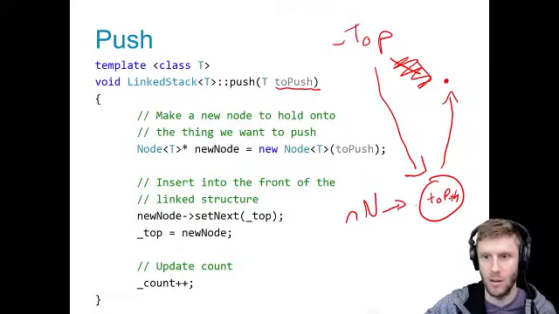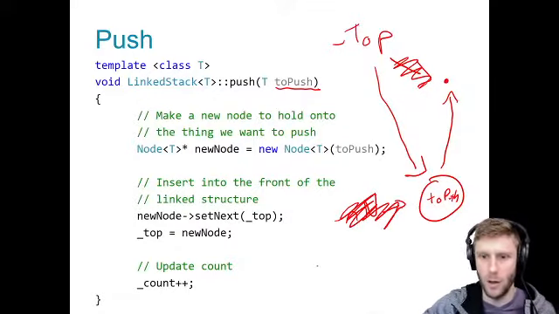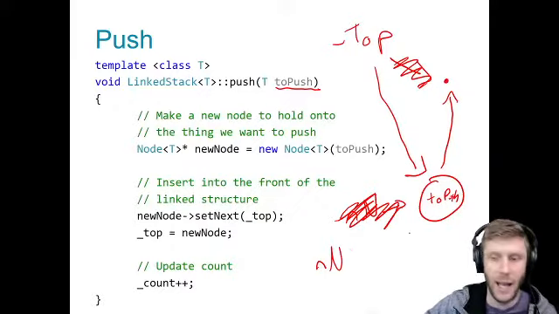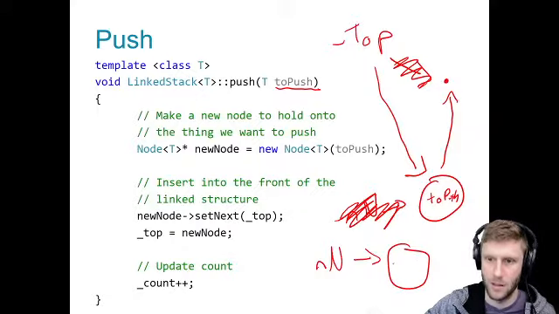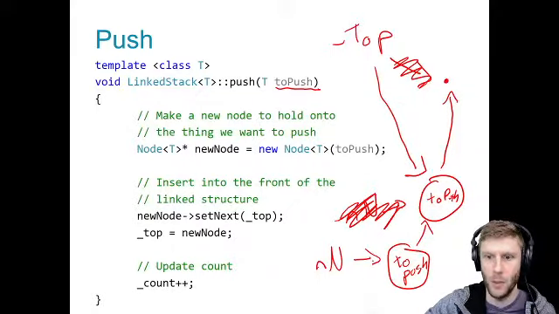Great. So we're in perfect shape here. So now let's do it again. Let's create a new node. Okay, so new node, we're pushing again. The stack has one thing in it. Create a new node with the value to push. Your next is now going to point to what top points to. Okay, perfect. And now top, you point to what new node is.